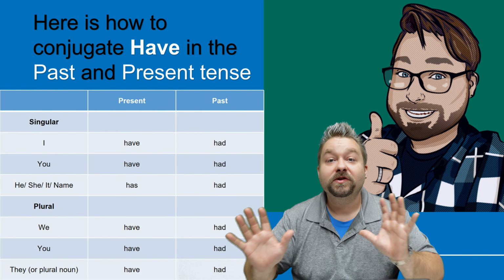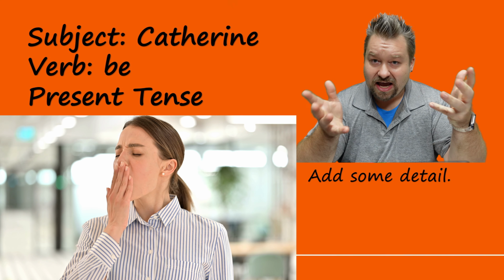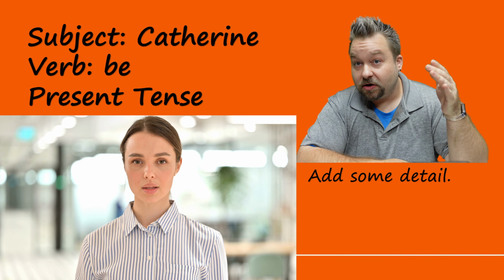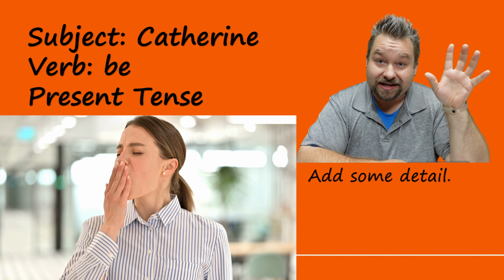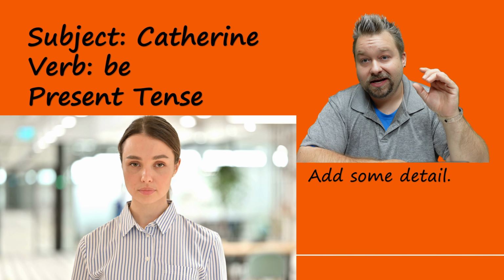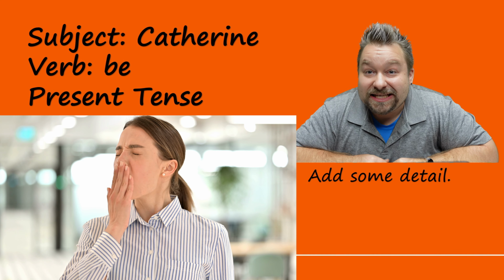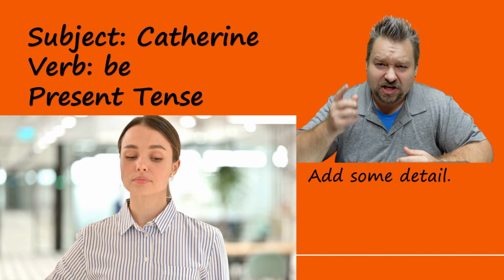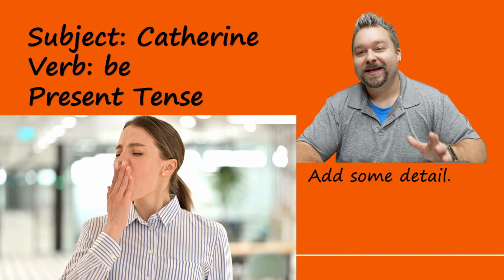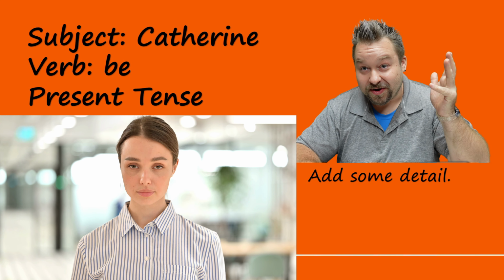So let's look at the first one. Our subject is Catherine, okay? Catherine, one person, right? The verb is be, so we're going to start with the be verbs first. Now, we've got a tense. See how I added that in there? We have the present tense. And then, of course, I always say add some detail, right? Add some detail to the sentence because you're good at this now. Okay, let's make a present tense sentence with Catherine and the be verb, okay?